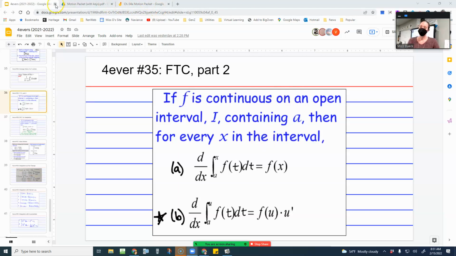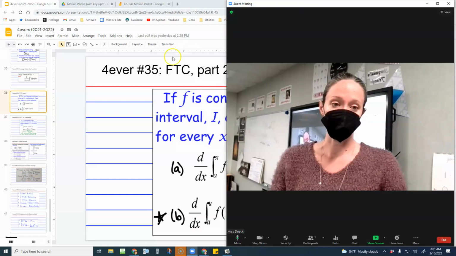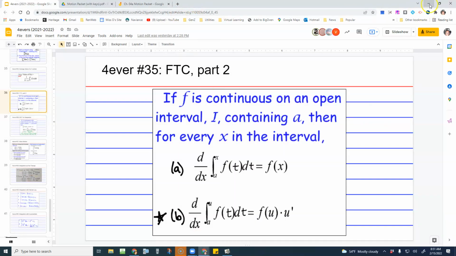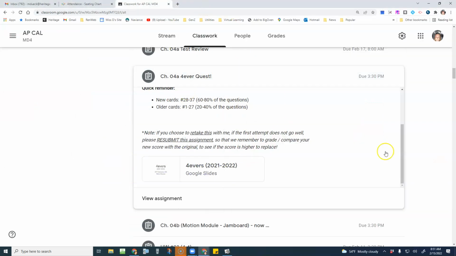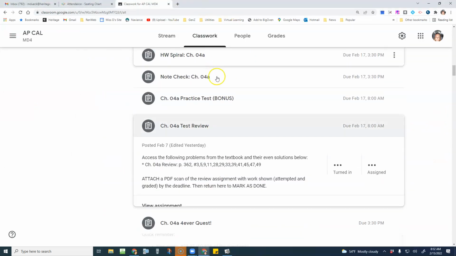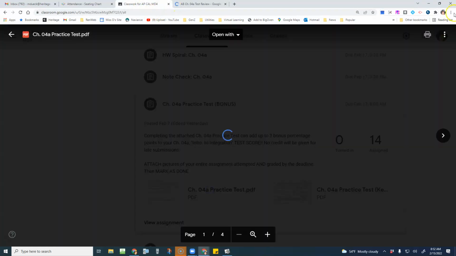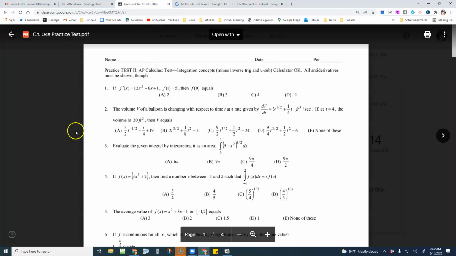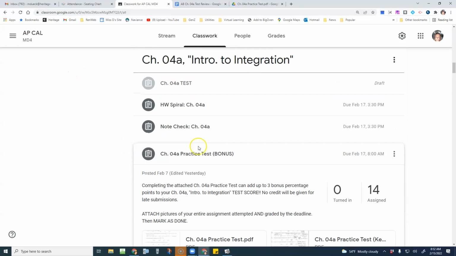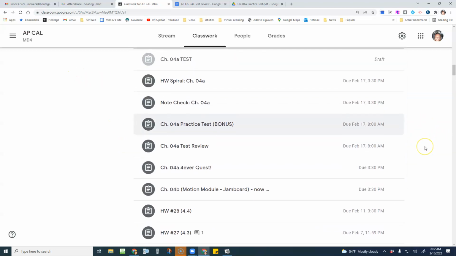Anybody else have a forever card question, a clarifying question? Okay, I'm off the forevers and I'm off the motion packet, which means I am on to the review or the practice test. Notes, homework spiral, web assigned questions, etc.